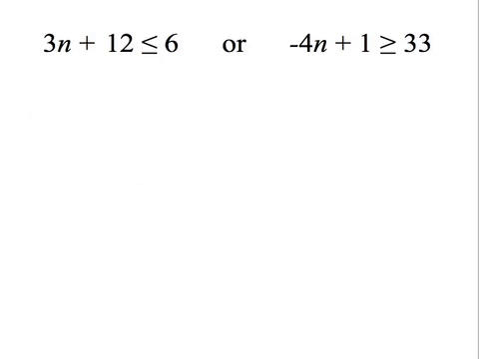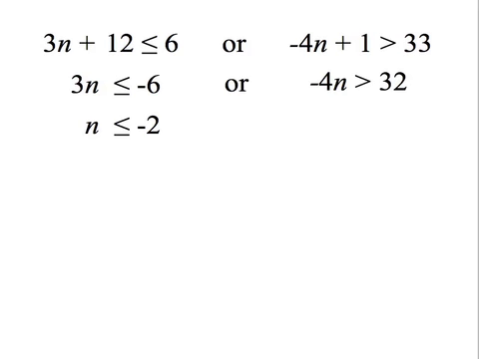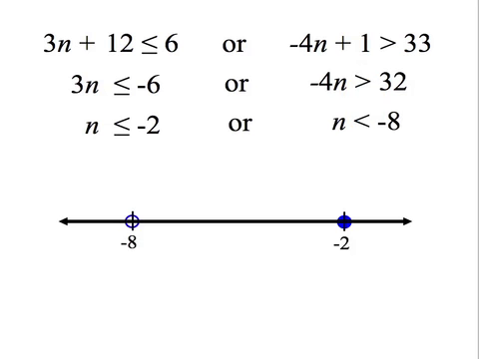This one might be considered a special case compound inequality. On the one on the left, we're going to add negative 12 to both sides, and then we divide both sides by 3, and we get n is less than or equal to negative 2. And on the one on the right, we're going to add negative 1 to both sides, and then divide both sides by negative 4, which of course reverses the sense of the inequality, so we circle it for emphasis. And now we take a look at our graph, and we've marked the negative 2 and the negative 8 in the correct order on the graph.